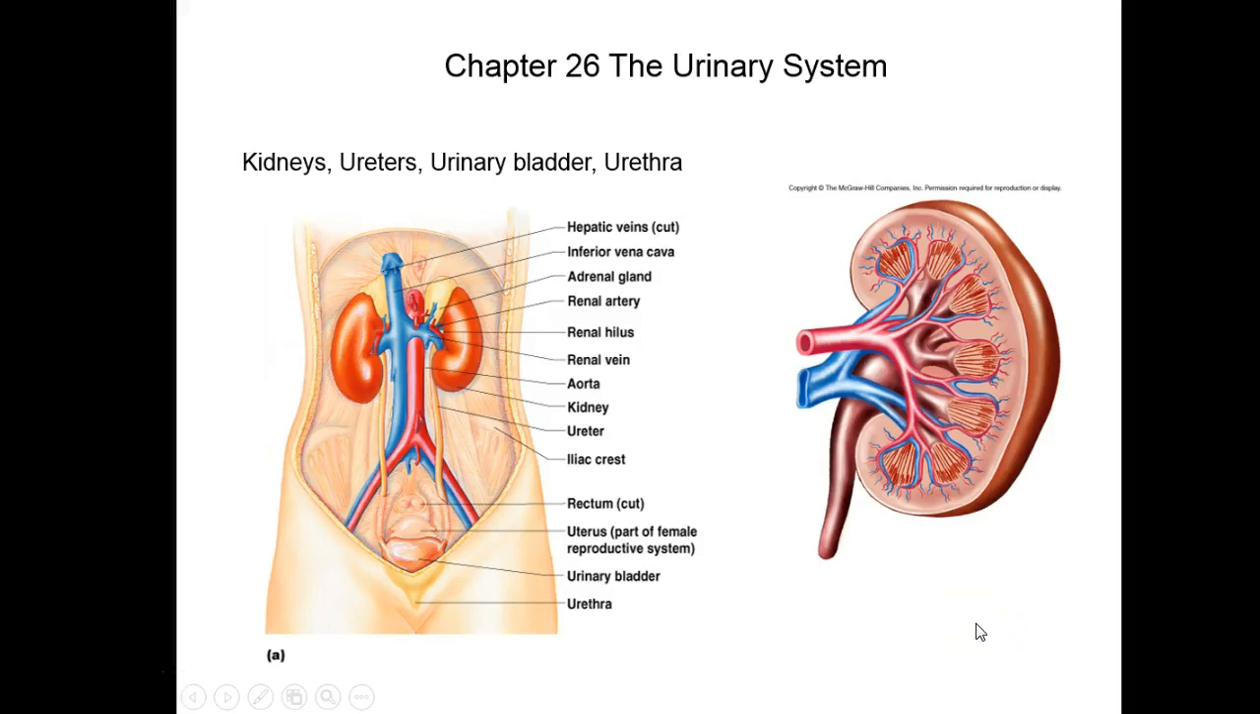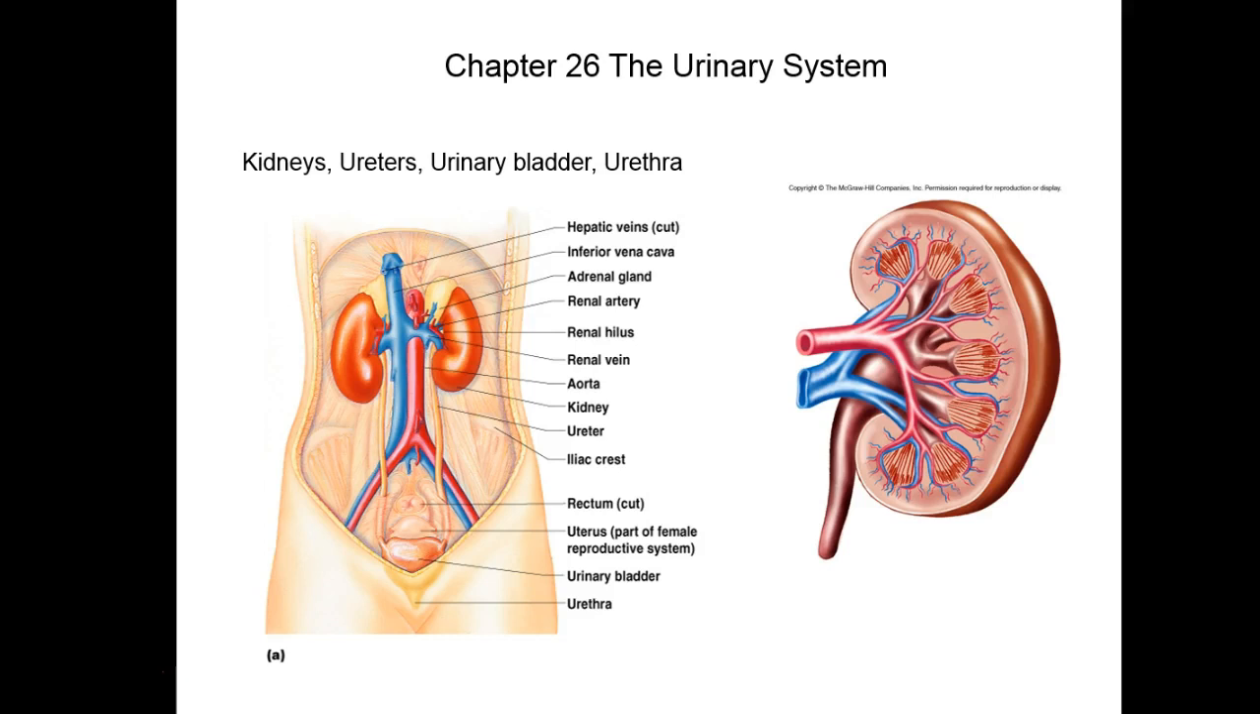We are going to talk about the urinary system in these teaching segments. One of the first things we always want to do is orient ourselves to the anatomy. Major organs in the urinary system are the kidneys.